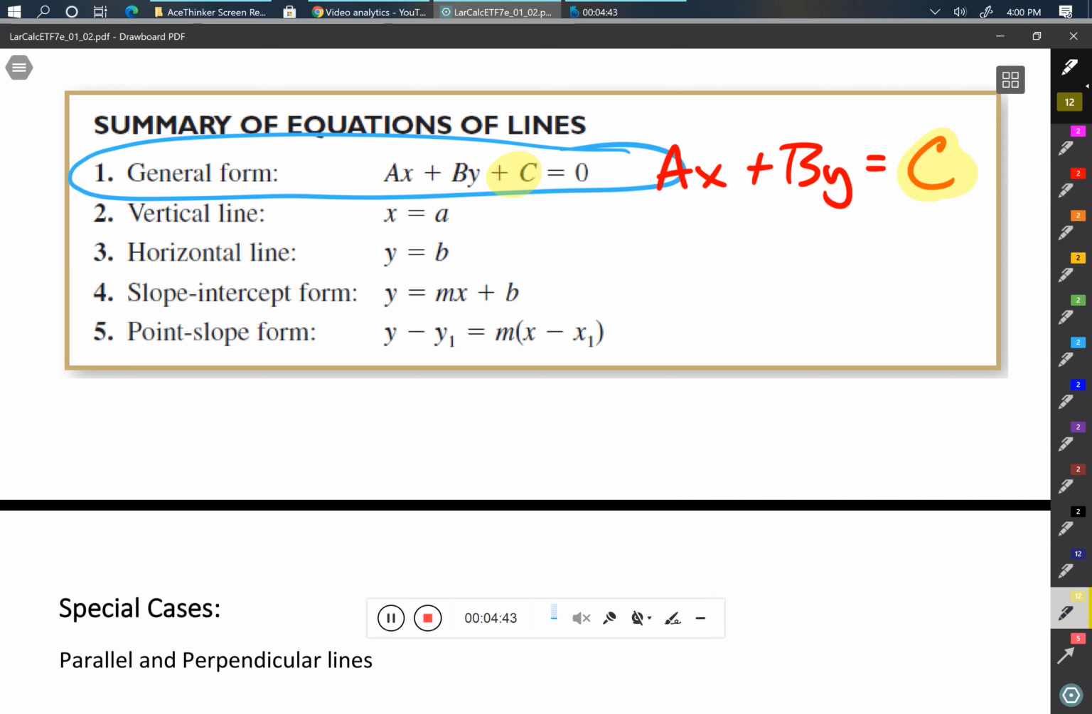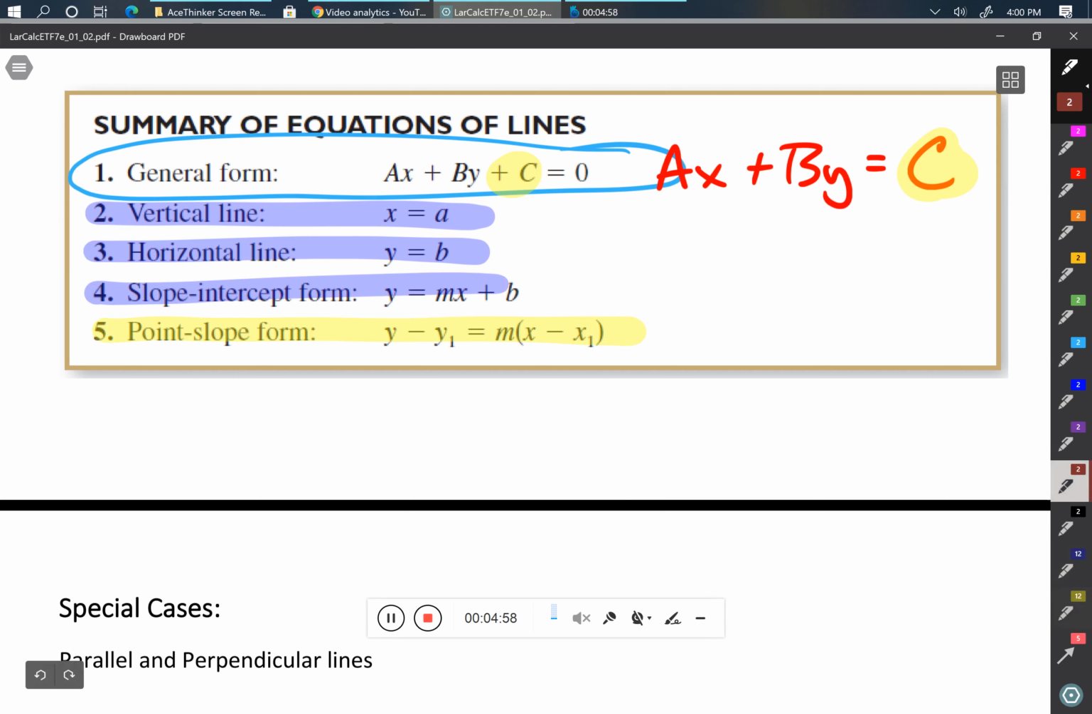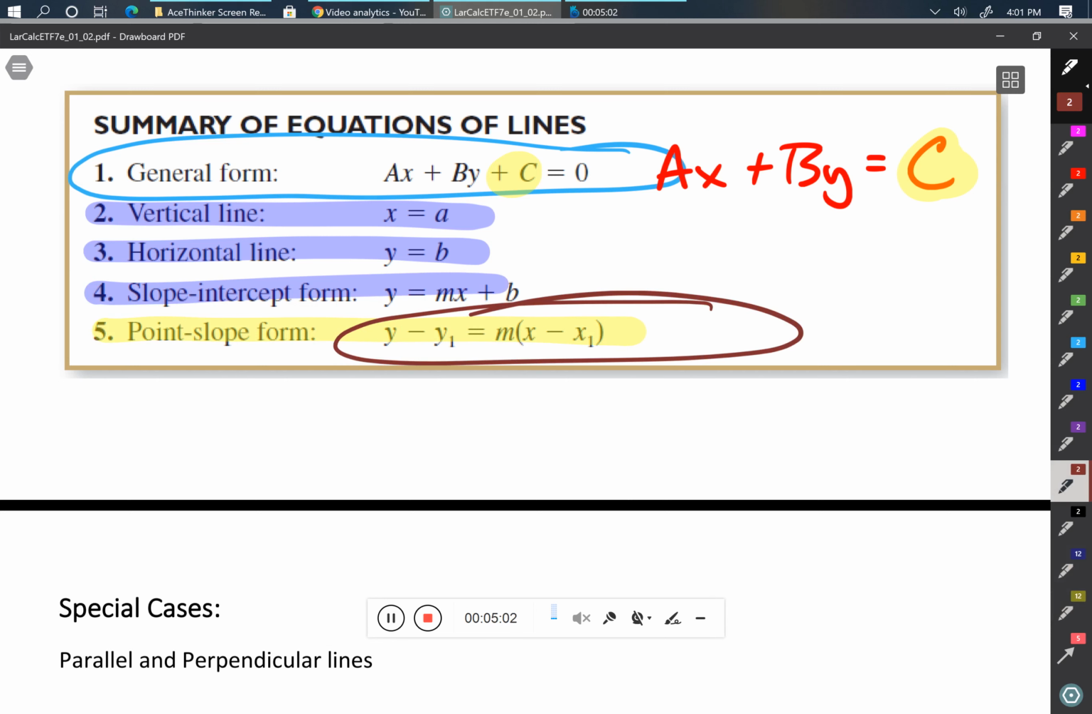We have equations for vertical lines, and we have equations for horizontal lines. Remember, vertical lines and horizontal lines only have one variable in their equation. It's either x equals or y equals. We have the slope-intercept form, and we have this last one down here, the point slope form. I cannot tell you how many times this semester you will be using that, because we will be finding equations of lines again and again and again.